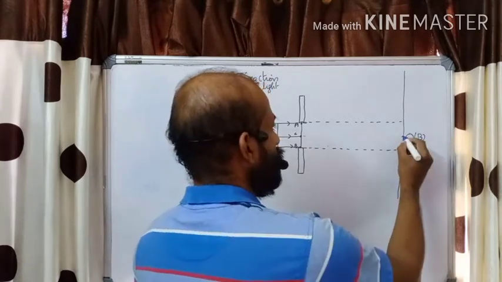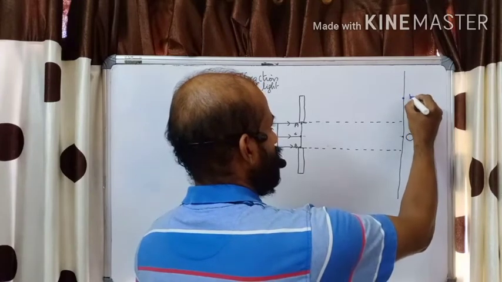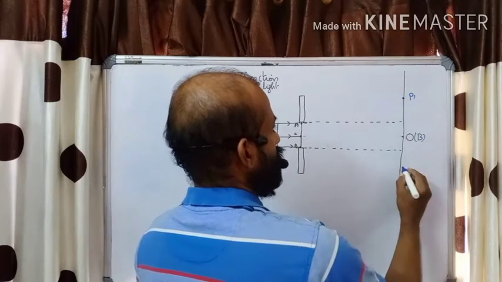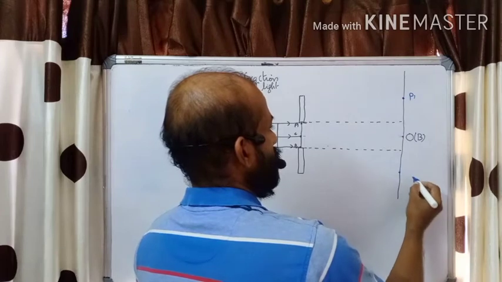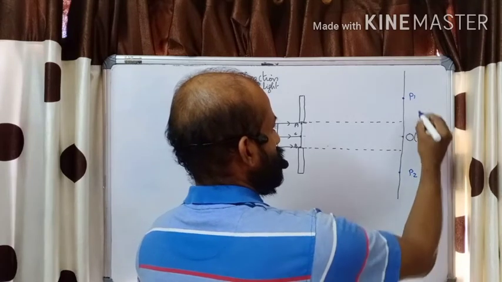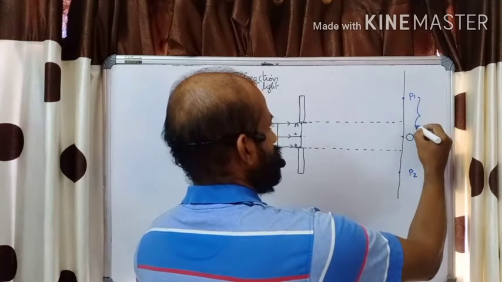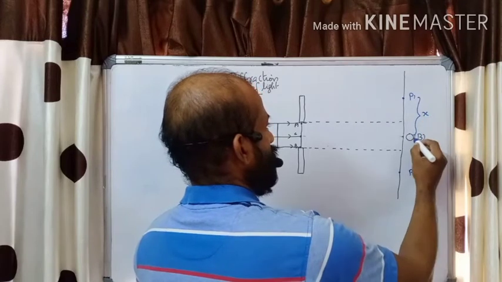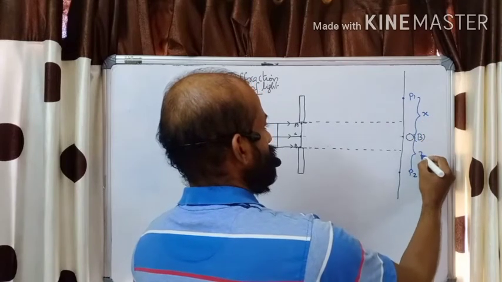Now let us choose another point here. I choose a point P1. On either side I choose points. Here I choose point P1. Here I choose point P2. Let us choose the distance to be x. Here also I choose a distance x.